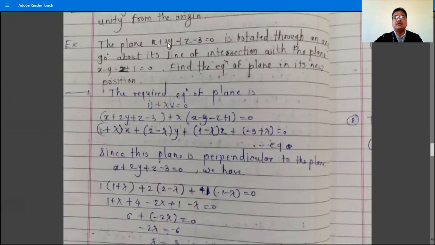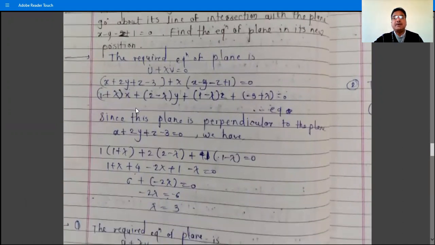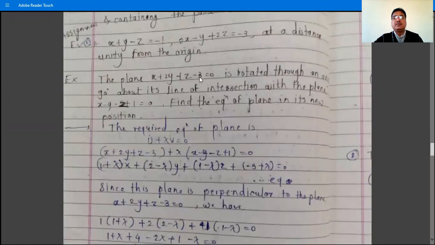Suppose u is x plus 2y plus z minus 3, plus lambda times v, where v is x minus y minus z plus 1, is equal to 0. Then collect the coefficients of x, y, z and the constant. Suppose this is equation star. Since this plane is perpendicular to the given plane, the required plane is the plane in its new position, if we rotate this plane through an angle of 90 degrees and find its new position.